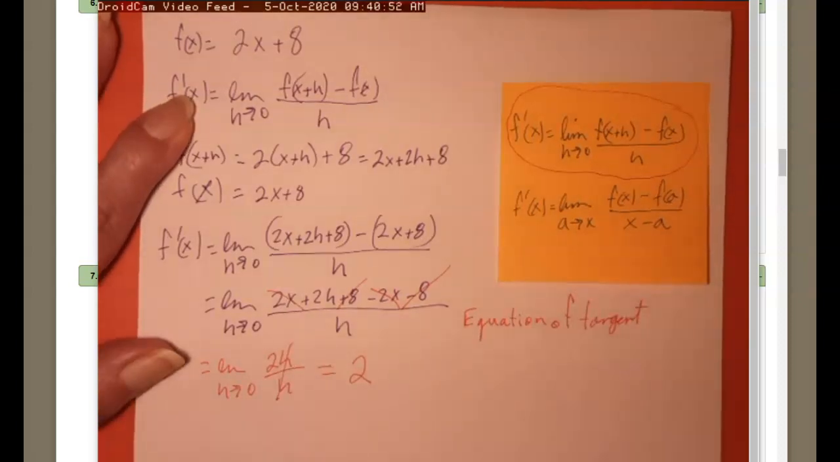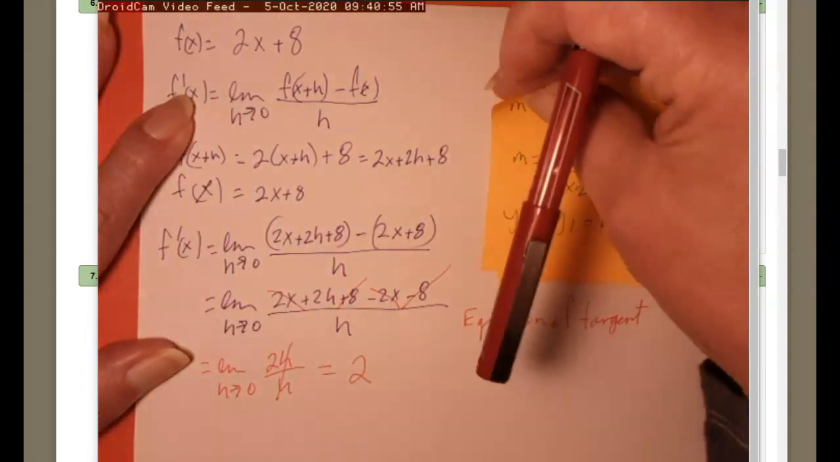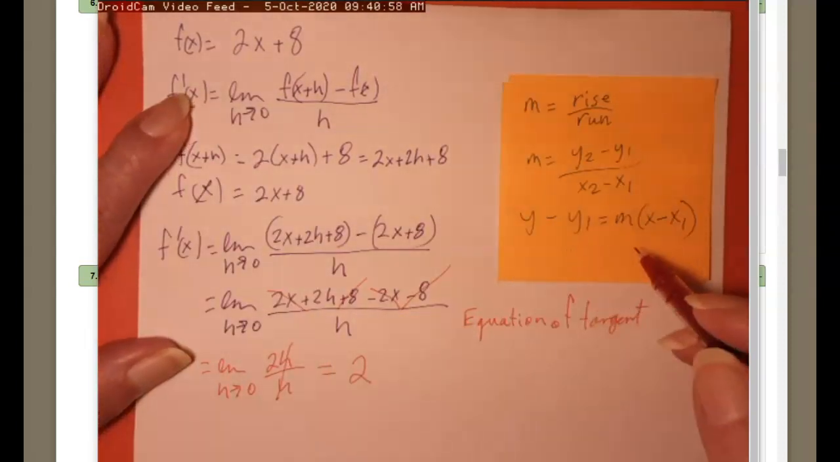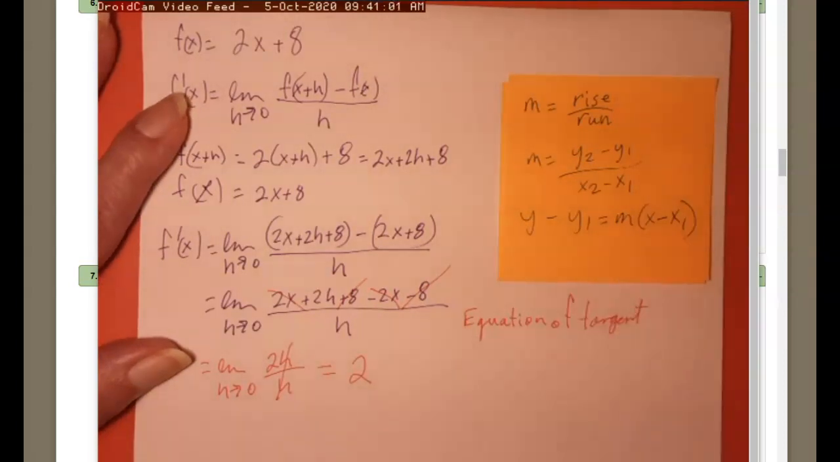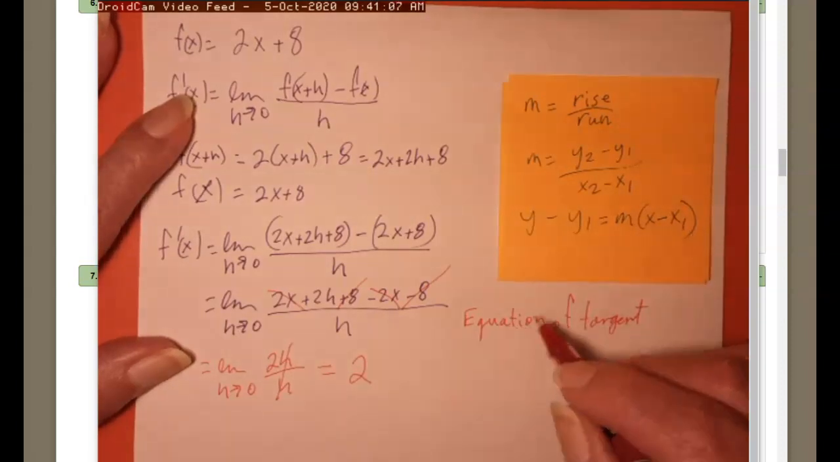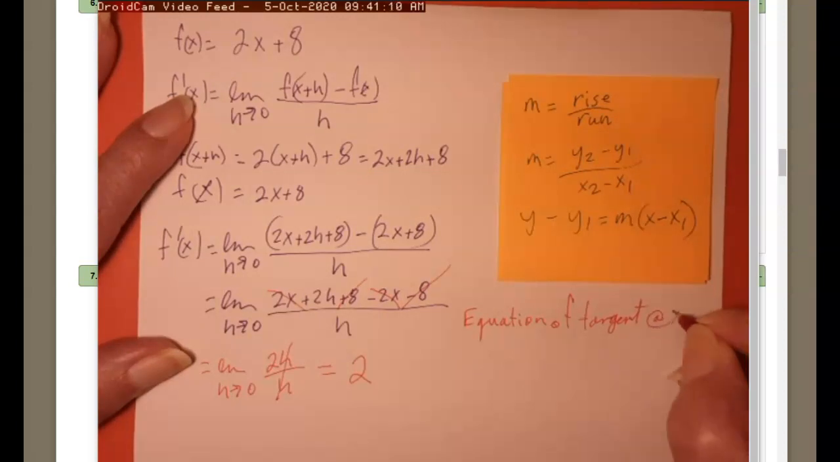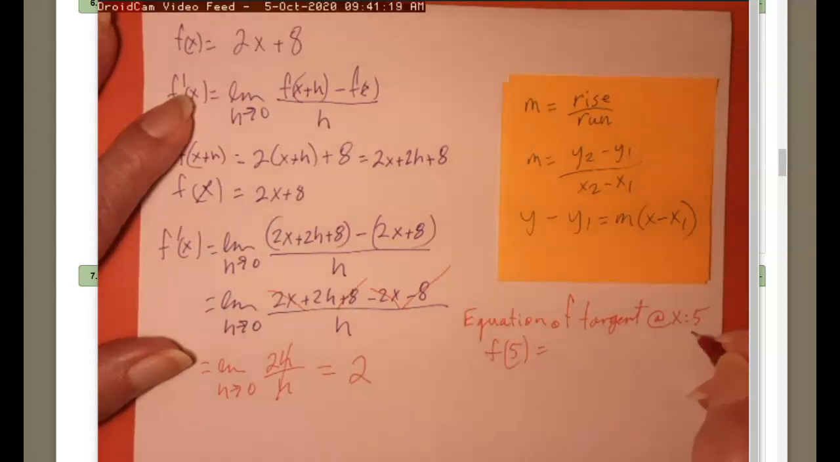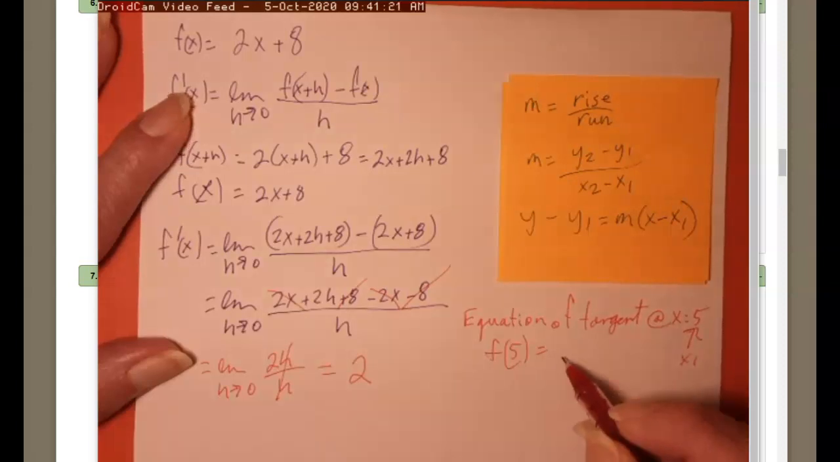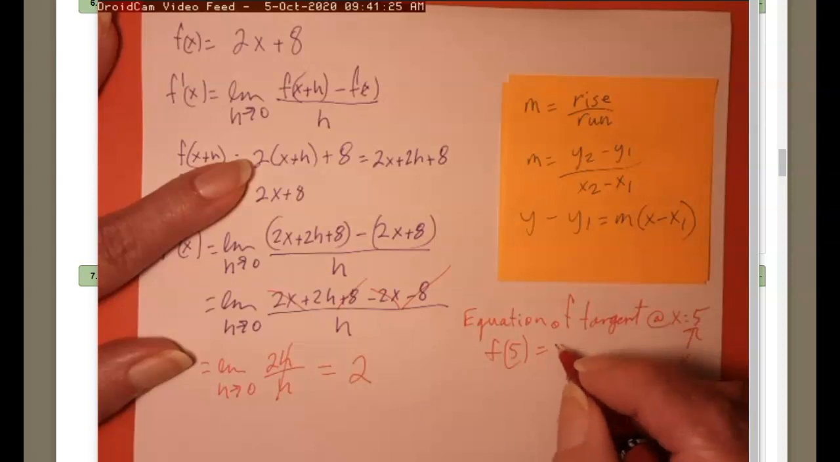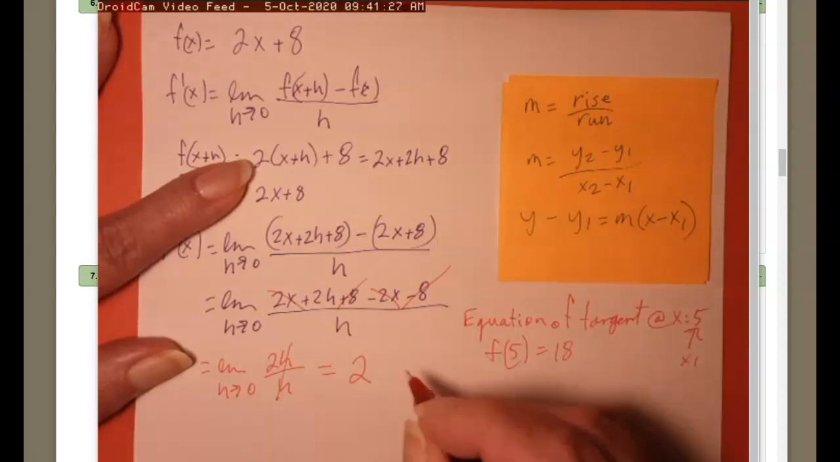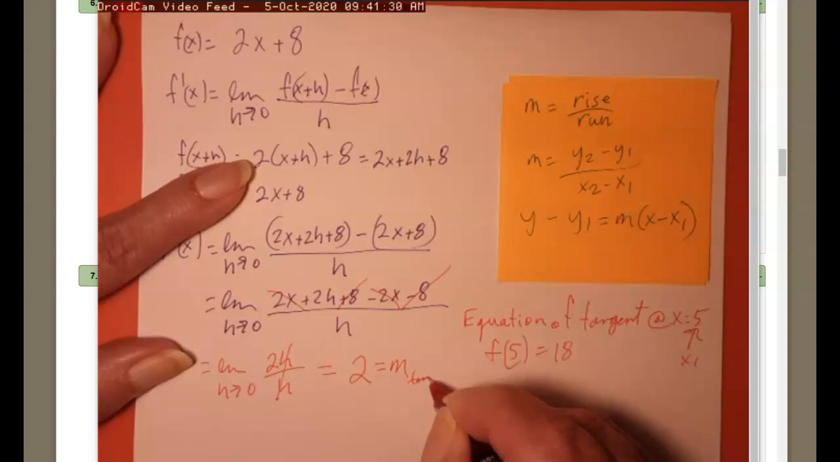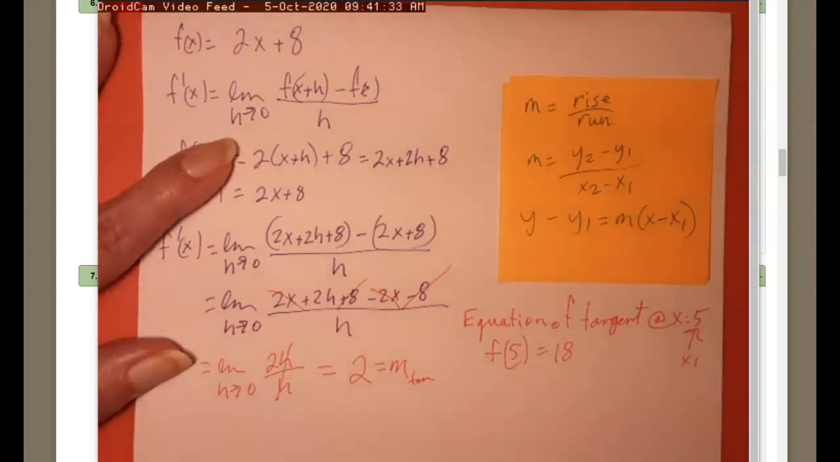Now, if I wanted an equation of the tangent line, that's the next step. Then I need to know my formula for the tangent line. It's y minus y1, well, the formula for any line: y minus y1 equals m times x minus x1. So I'd have to have a point to be able to do that. So the equation of the tangent line, let's say at x equals 5. So we need a y1, so that means we need f of 5. So this is my x1. f of 5 would be 2 times 5 plus 8. That's 18. And we have a slope of 2. This is my slope, and it's of the tangent line. So m sub tan is the slope of the tangent line.